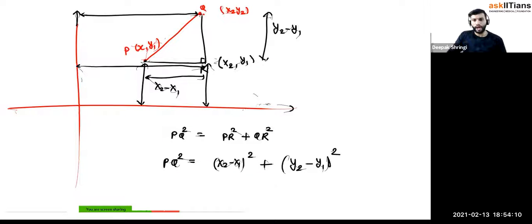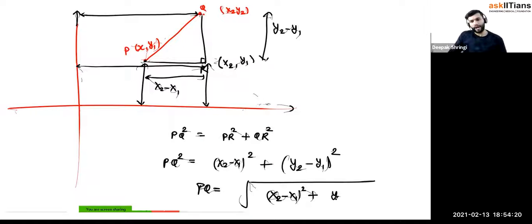Now if I take the square root both sides of the equation, I'm going to get PQ equal to square root of x2 minus x1 whole square plus y2 minus y1 whole square. To find the distance between 2 points P and Q, you have to use this formula. I hope the formula is clear to everyone. I'm repeating it again. Fine. Point P is x1, y1. Point Q is x2, y2.